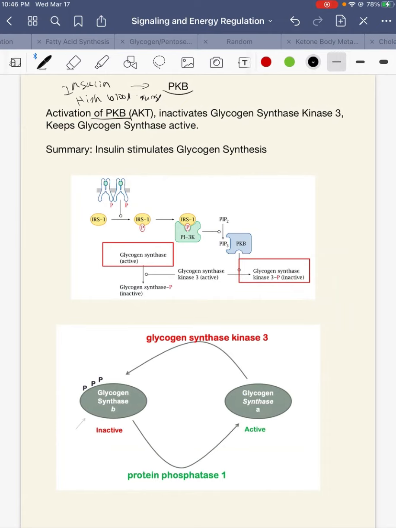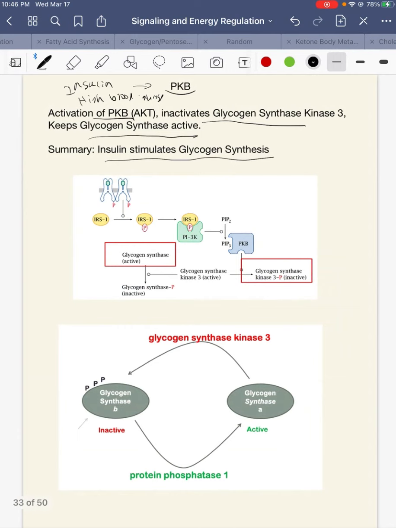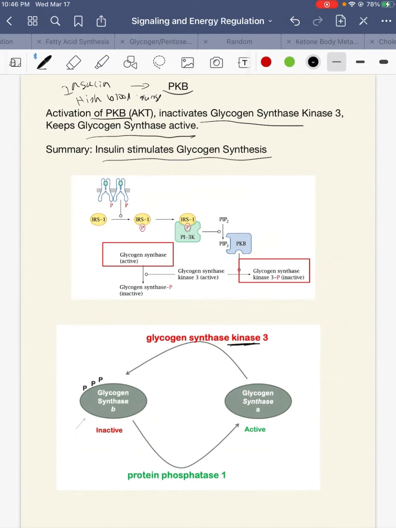So activation of PKB, AKT, inactivates glycogen synthase kinase 3, which keeps glycogen synthase active. So in summary, it stimulates glycogen synthesis. Okay, so glycogen synthase kinase, right? It adds phosphates on glycogen synthase and it inactivates it.